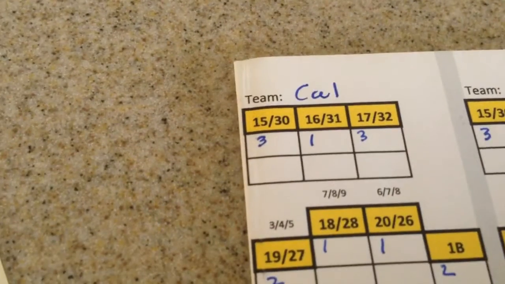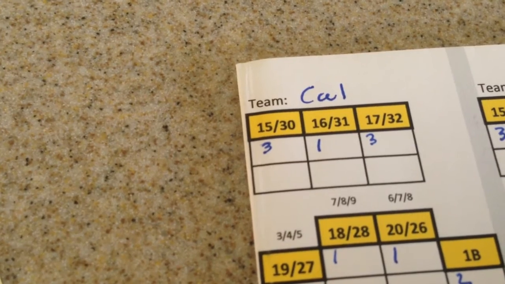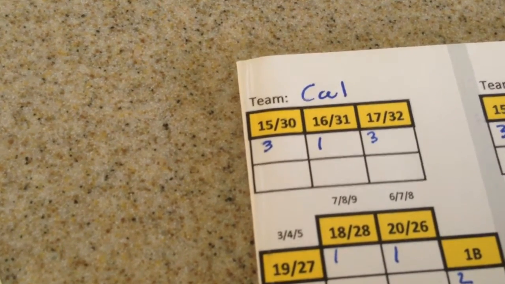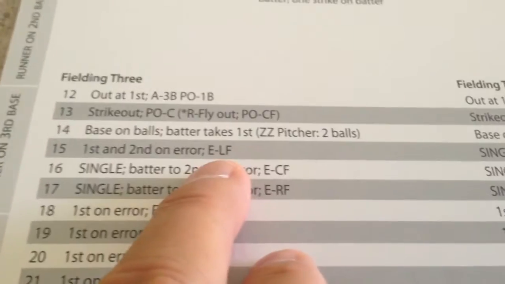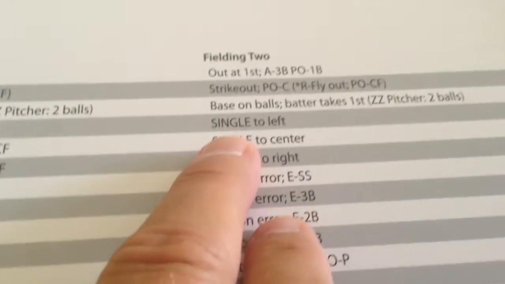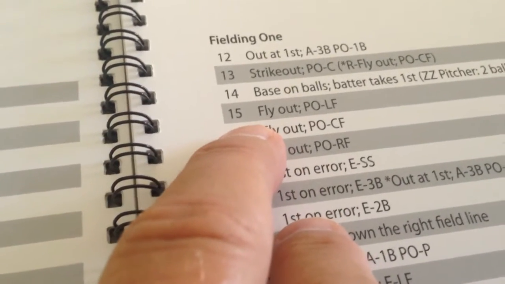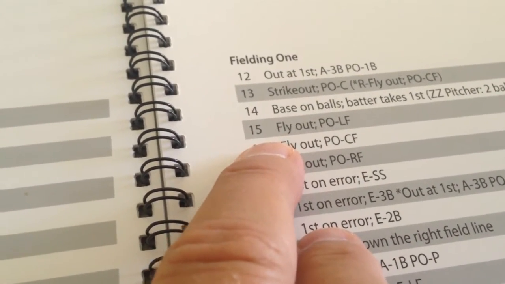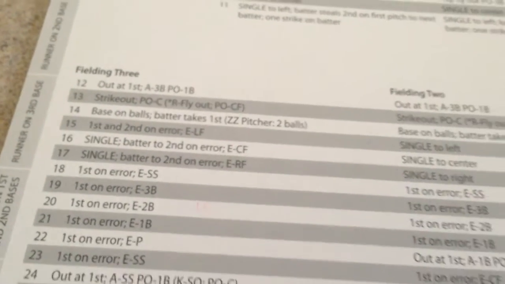15 is one of the numbers. We go over here to the advanced fielding result chart, or the charts that I've made, and we use column 3. In this case, 15 is first and second on the error by the left fielder. Or column 2 was a single to left, and 15 was a flyout. So there's another great example of how individual fielding can come into play versus just using basic fielding. So we got a runner on second now with only one away on a two-base error.